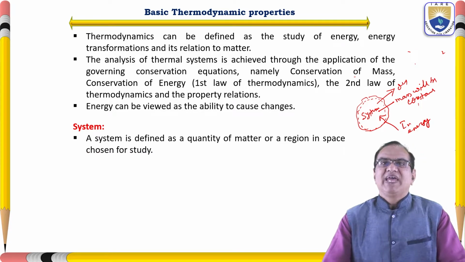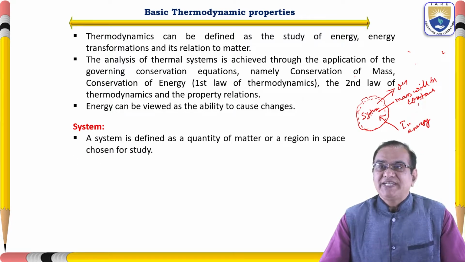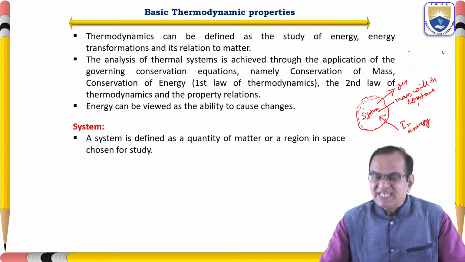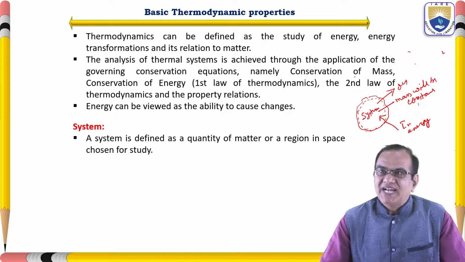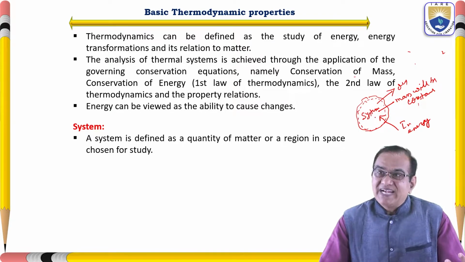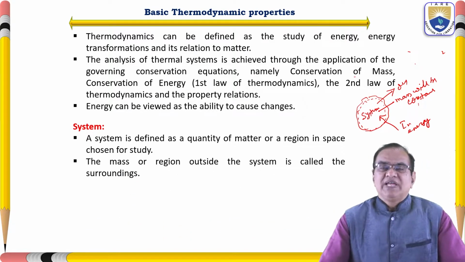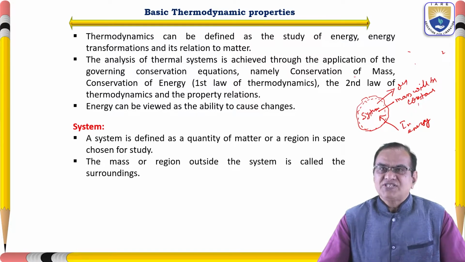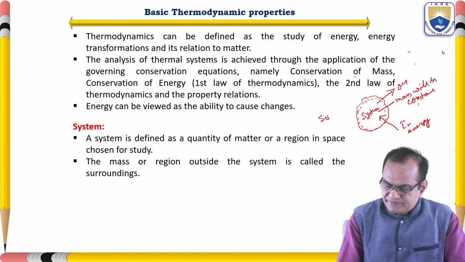Here, a system is defined as the quantity of matter or a region in space chosen for the study. In this diagram, I have shown this dotted line, and this dotted line represents that this is our system. Whatever matter you are putting inside this is called the system. The mass or region outside the system is called the surrounding. So this is the system, and here is the surrounding.